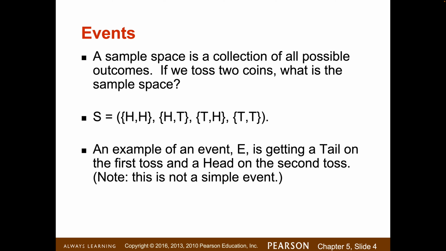Sample space. A lot of times in discrete probability problems, we can create a set that's a collection of all possible outcomes. An example of this is, if we tossed 2 coins, what would be the sample space? Well, the only possible outcomes when tossing 2 coins would be head-head, head-tail, tail-head, or tail-tail. An example of an event would be getting a tail on the first toss and a head on the second toss, and this is not a simple event. A simple event would be, what is the probability of getting a tail on the first toss. Once we bring in a tail on the first toss and a head on the second toss, we get into something that is not a simple event, but we can still calculate the probability of it.